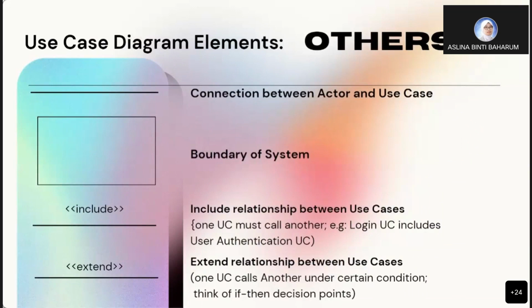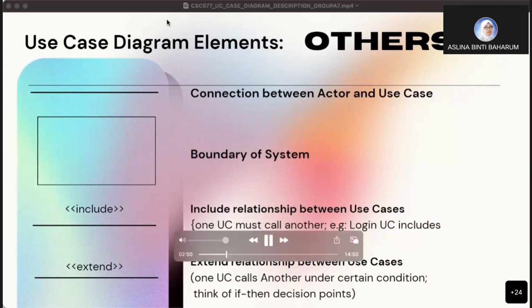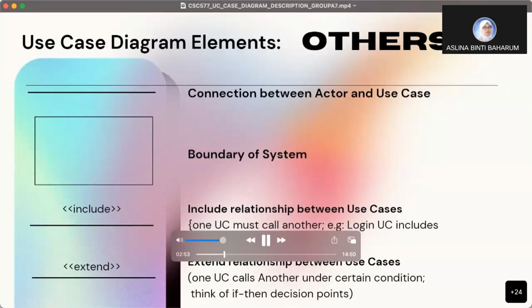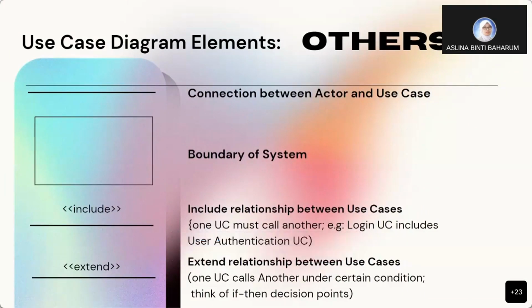Next is a line that depicts the include relationship, which means one use case must call another use case. For example, in a real life situation, a login use case must include a user authentication use case, and it is how a login process works. Next is the extend relationship, which means that one use case calls another under certain condition. Think of the if-then decision that we learned in programming. Only if the condition is fulfilled will it call another use case.